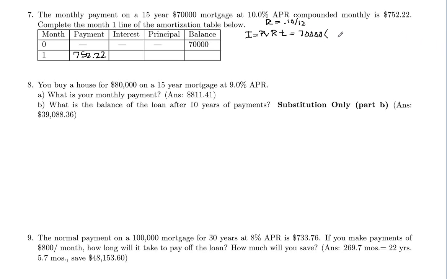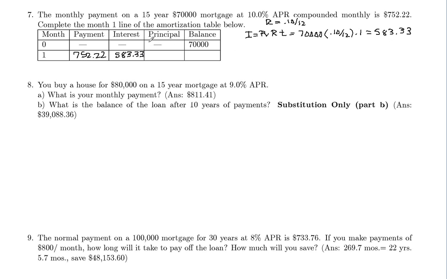And so let's see here. We'll plug that in: 0.10 divided by 12, times our time, which is 1. And if you do the calculator work there, you get 583.33. So that's what goes in here. That's your interest. And you need to show me this calculation.